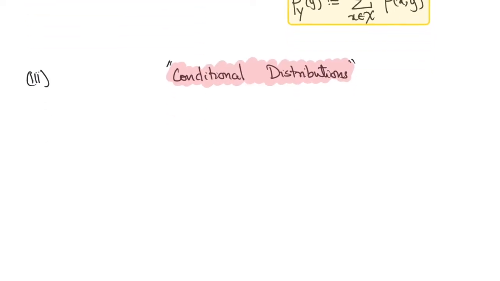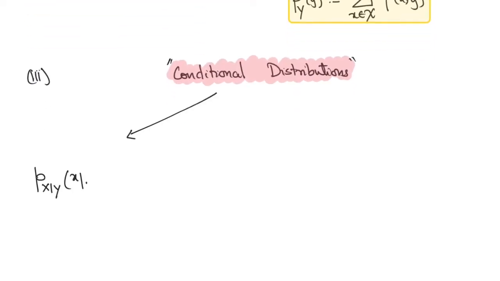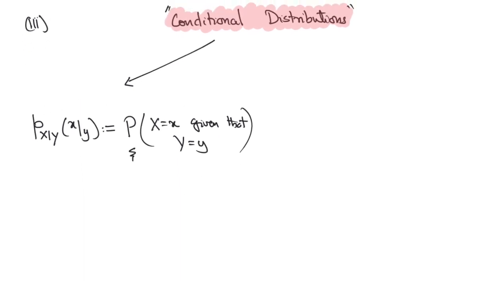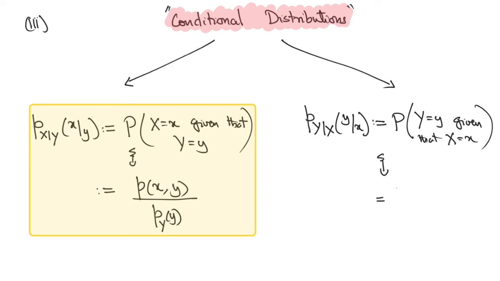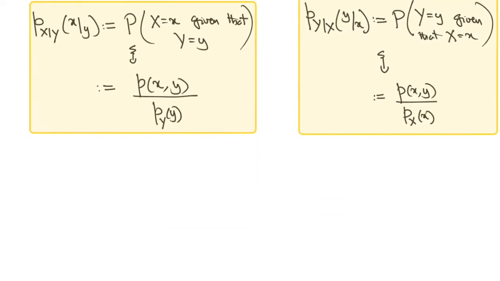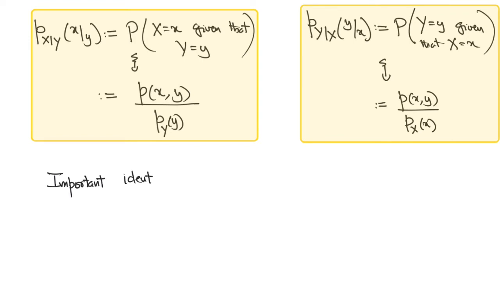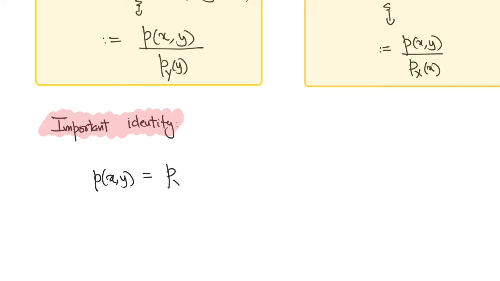A third distribution is the conditional distribution associated to (x, y). The first one would be the probability of x given y. This is the probability that the random variable X takes the value x, given that the random variable Y takes the value y. This conditional distribution is defined as p(x, y) divided by p_Y(y). Similarly, we can define p(y given x) as p(x, y) divided by p_X(x). This leads us to a very important identity, which says that the joint probability distribution p(x, y) is going to equal the conditional distribution times the marginal.